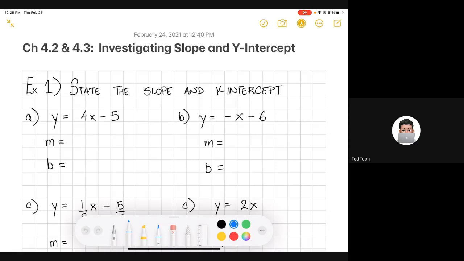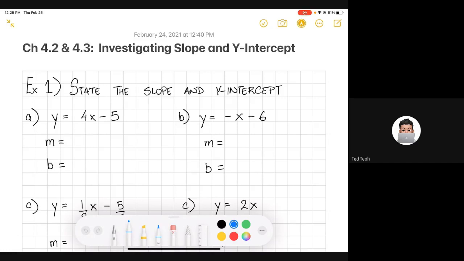Okay, so hopefully you remember that the number in front of x is the slope. And the letter we use to represent slope is m. And the letter behind x, or after x, is the y-intercept. And the letter we use to represent y-intercept is the letter b.